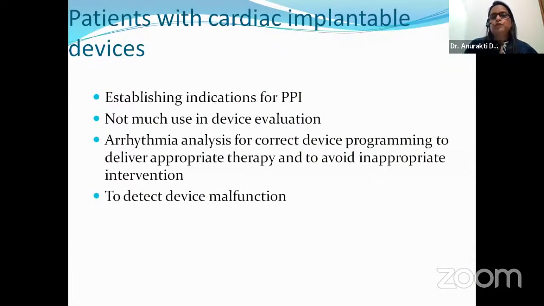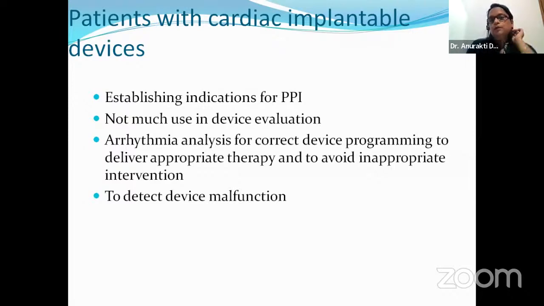So now we go to the patients with implantable devices. We all know that for device evaluation, we have enough acumen and the set of equipment required. We don't require AECG for device evaluation, but for the need of a PPI, whether a permanent pacemaker is required or not, whether there are long pauses, whether there are high-grade AV blocks which are transient, all that we have to see only on ambulatory cardiac monitoring.